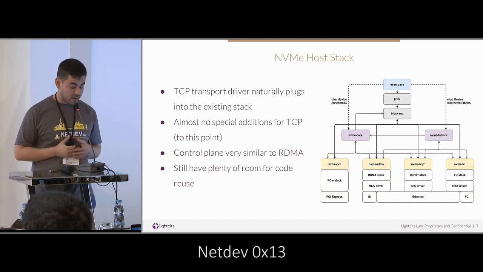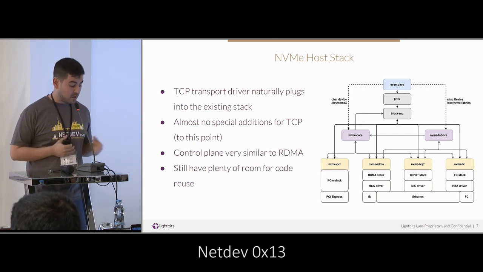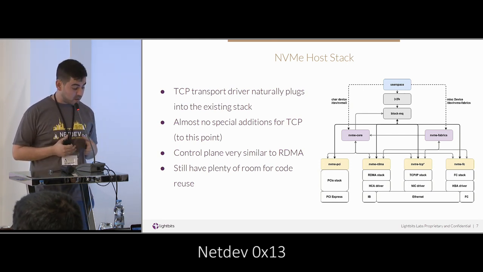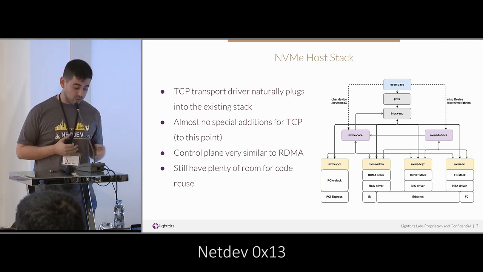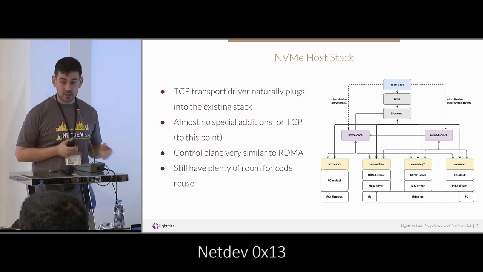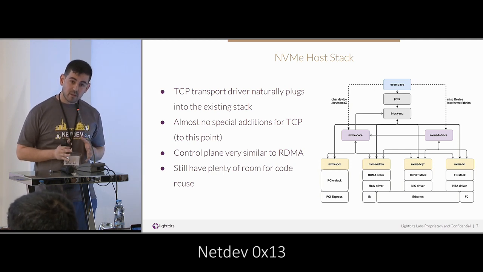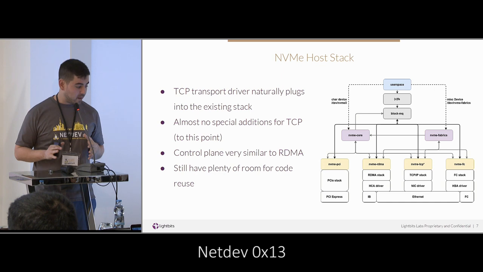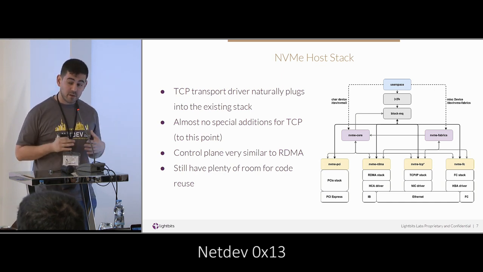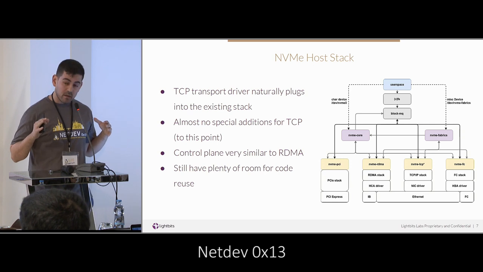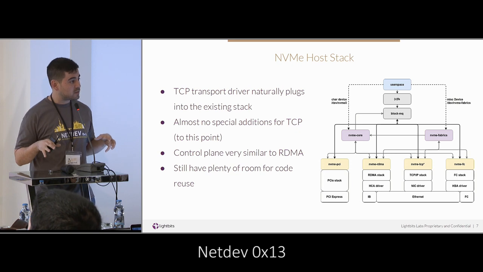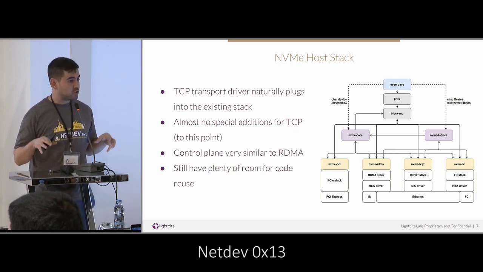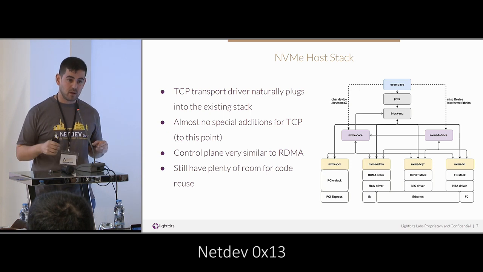So you have NVMe Fibre Channel on the right side. Just next to it, you have NVMe over TCP, NVMe RDMA, and the one that is a little bit different because it goes through PCI and not through Ethernet or Fibre Channel is the NVMe PCI stack. We just added it as another transport binding without any unnecessary changes. Control plane is very similar to RDMA, and error flow is also very similar, but we still have plenty of room, and these days we're working on a few extra changes that will make it even more generic and agnostic to other transports.